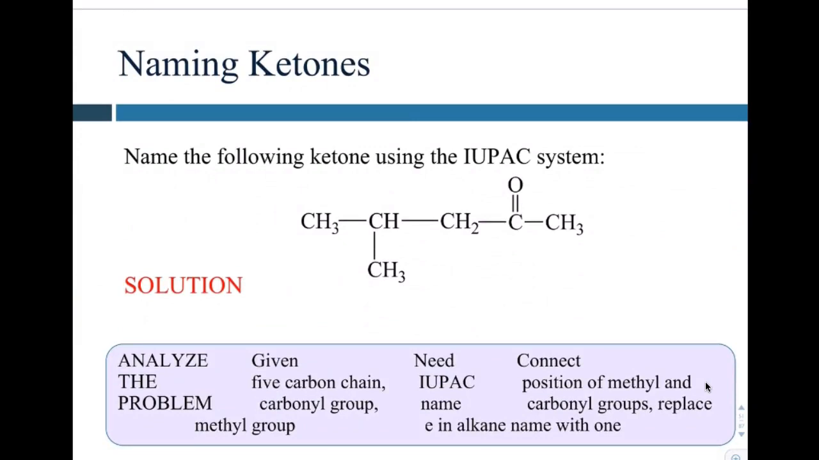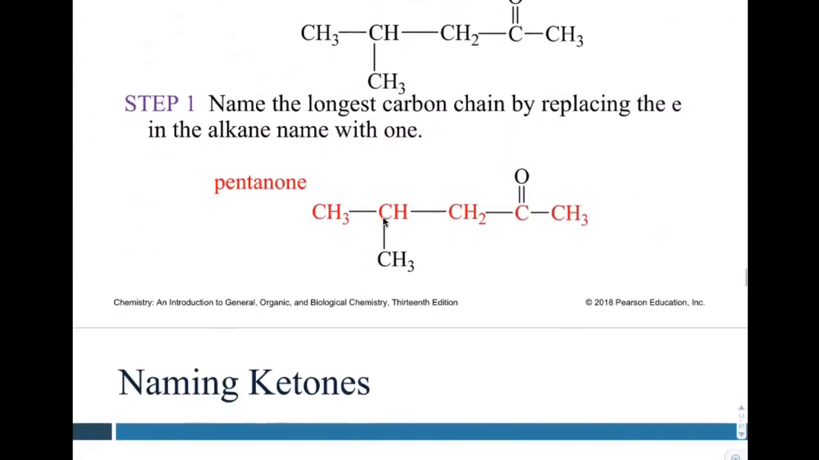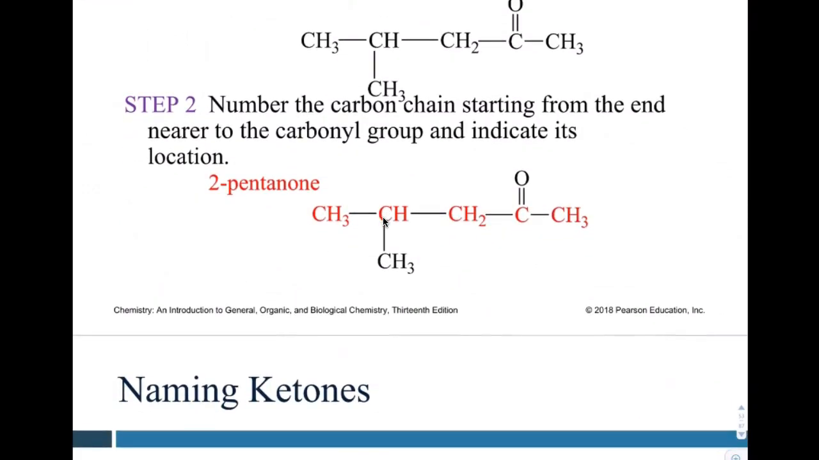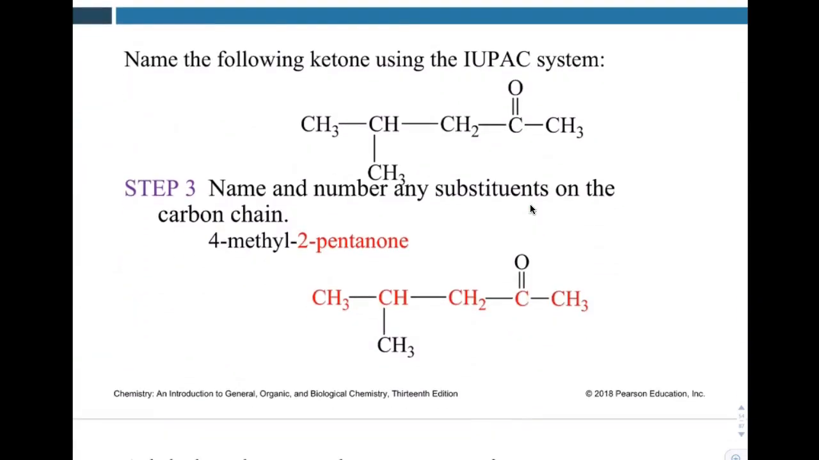Okay, so moving forward, you have your longest carbon chain, 1, 2, 3, 4, 5. So this is a pentanone. I've got a methyl hanging off of carbon 1, 2, 3, 4. So this will be 4-methyl-2-pentanone, because you'll have to tell me where that ketone is.